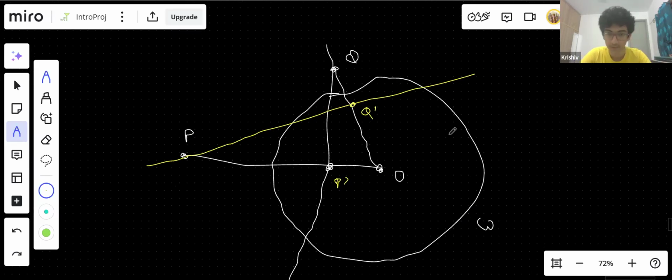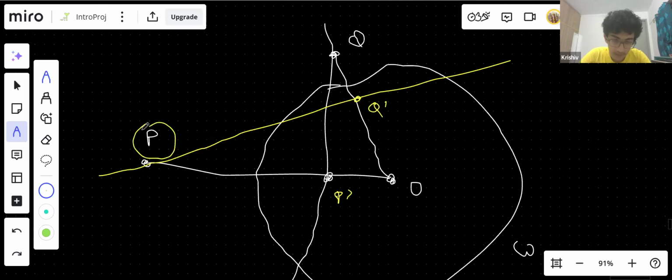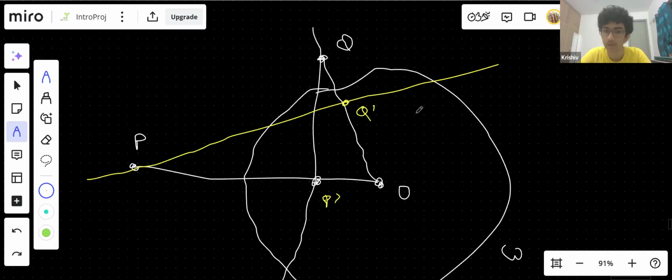So basically, what I'm trying to say is: draw the polar of a point P with respect to a circle, take a point on the polar, and if you draw the polar of that point, then it will pass through P as well. Does the statement make sense? I'll rephrase it. A point lies on the polar of another point if that other point lies on the polar of this point. Q lies on the polar of P if P lies on the polar of Q. Can someone prove this?